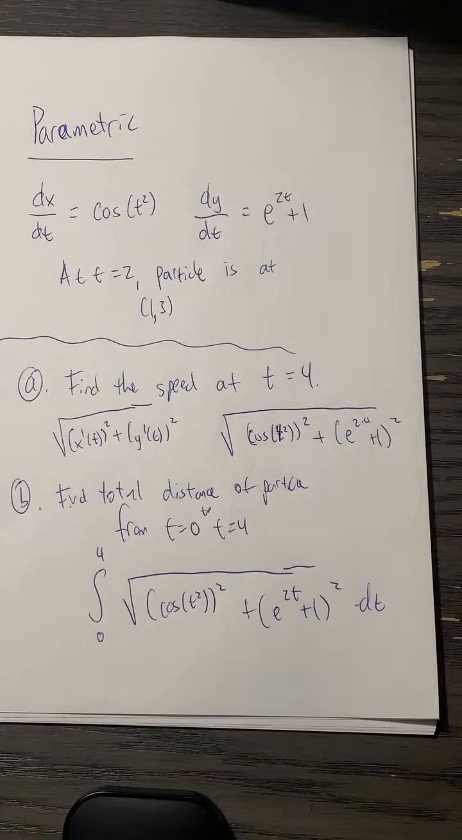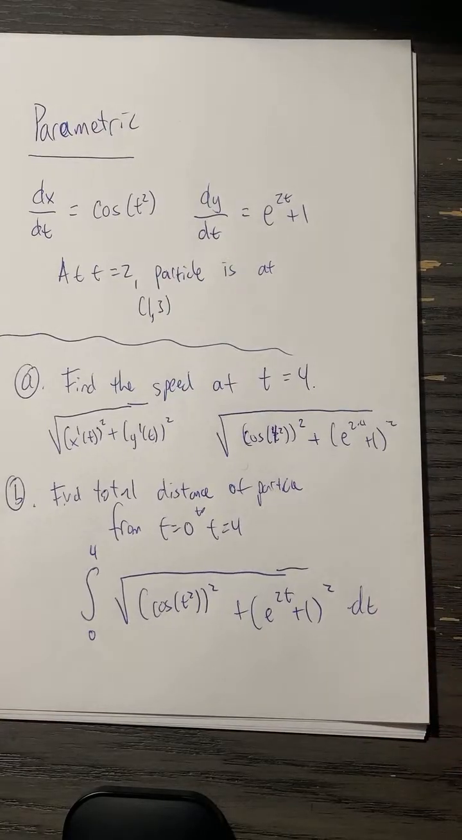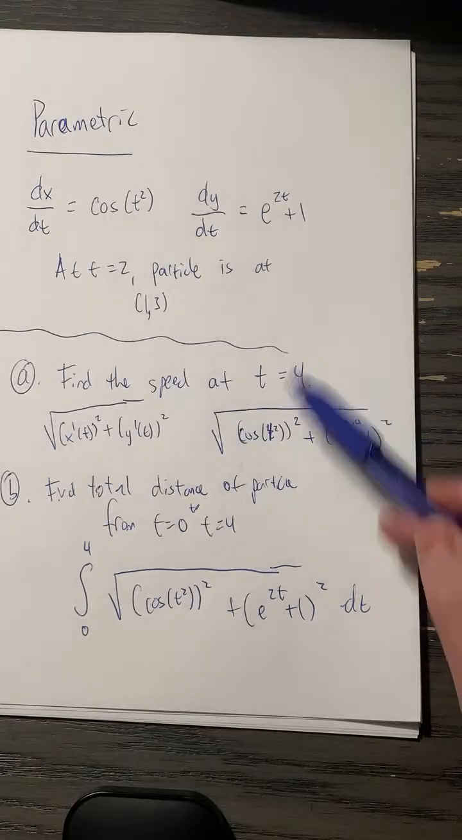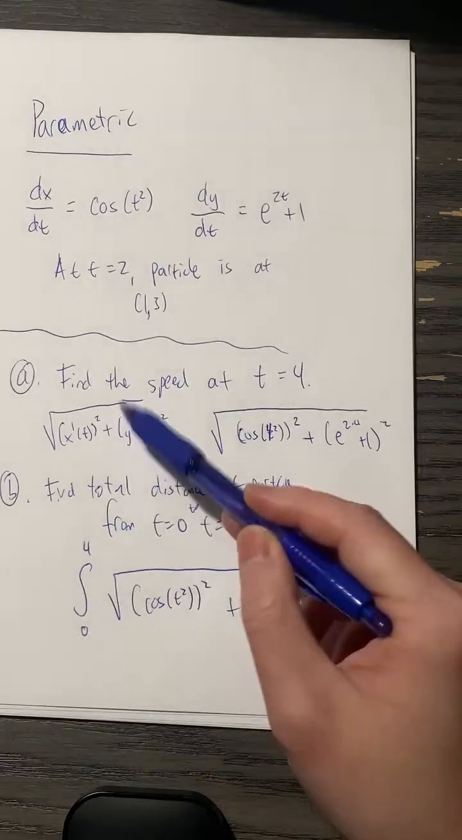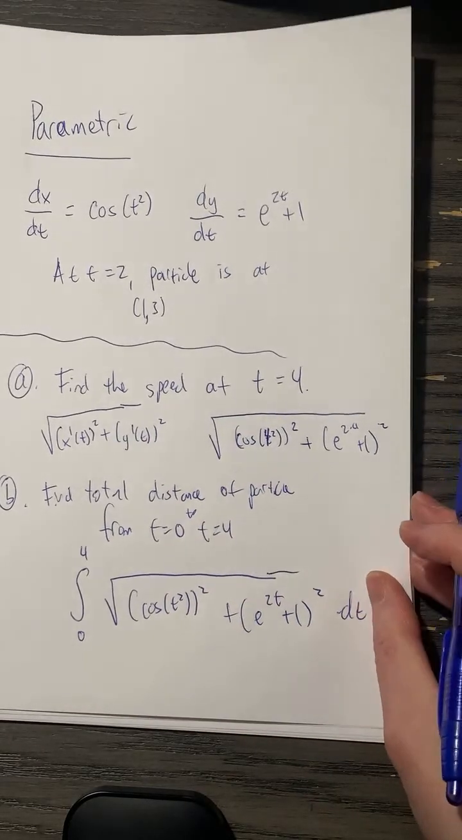Anybody have any questions on that? These two basic questions are just knowing the formula. When is a 1/2 integral? That's polar area. That's very different than parametric. We will do that later, but that's not parametric at all. So again, speed is this formula, total distance is this formula. No 1/2 or anything, just the speed formula. Okay, so we're moving on.